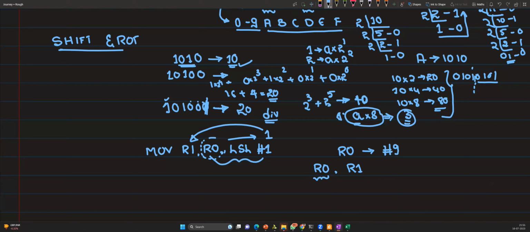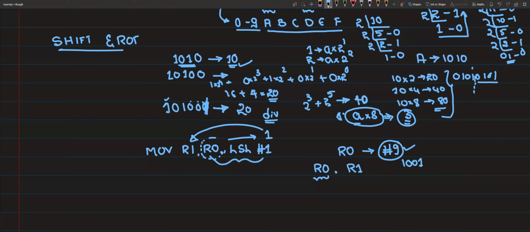Okay. Initially R0 has #9, the immediate value 9. Usually the value 9 is 1001. This is the initial state before execution of this command: R0 is 9 and R1 is 8. I executed this command. First it will left shift R0 by 1, so it will become 10010. But one thing you should remember, it will not change the original value. R0 will remain the same, but the modified value of R0 will be moved into R1. So now R1 will become 10010 and R0 will still be 9.